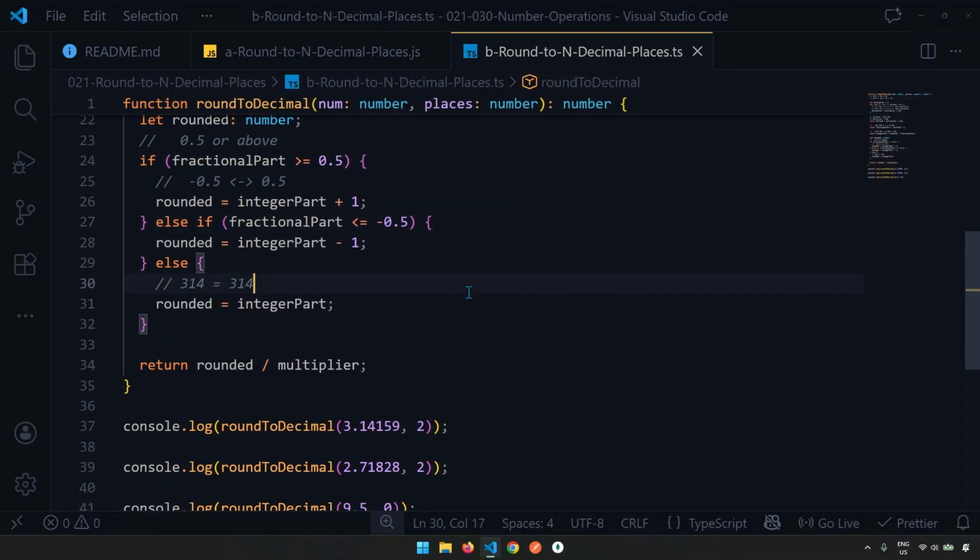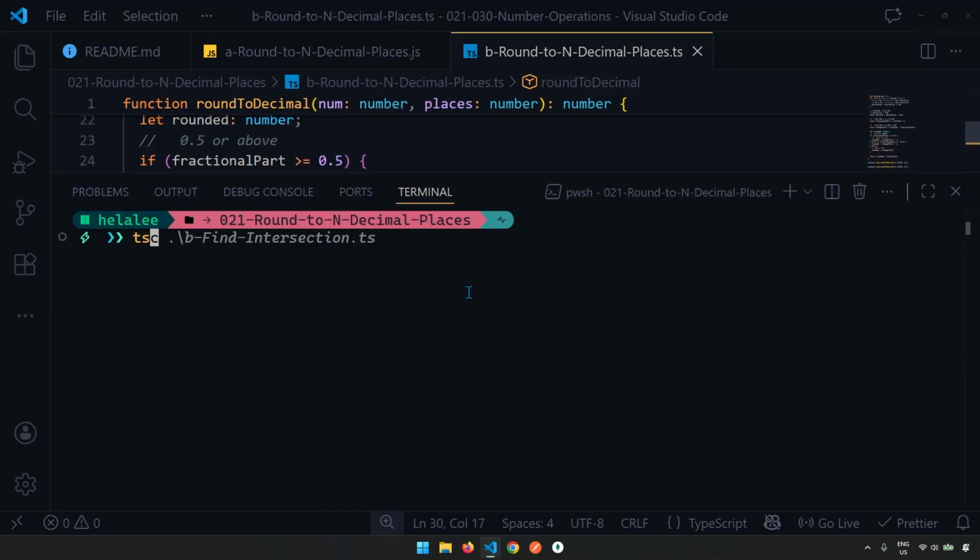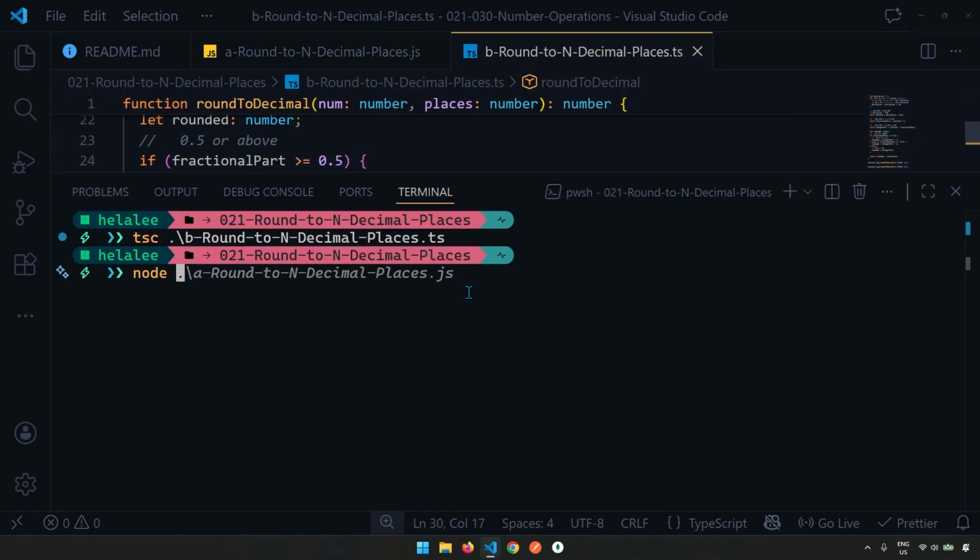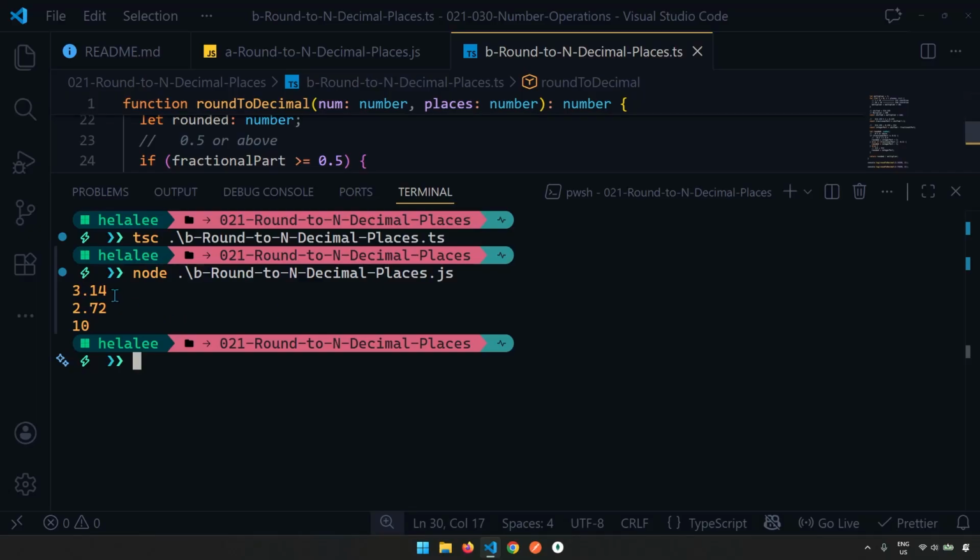Cool. Now we need to first compile this. That's going to be TSC B-tab. Round to n decimal places, hit enter, and then we're going to select B-tab. Now, when you're running this, you need to make sure that it is B, so it's the TypeScript solution, and the extension is JS. Hit enter, and there we go. So we got 314 expected, and now take a look at this. It's not 2.71. We rounded it up. It's 2.72. And then we get 10 magically as well.